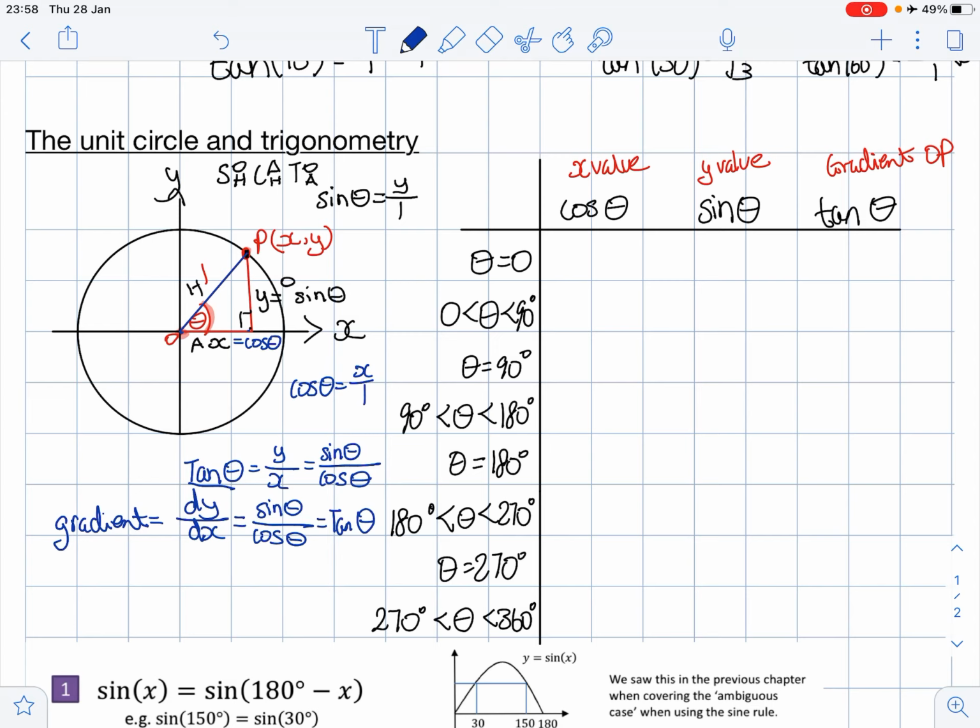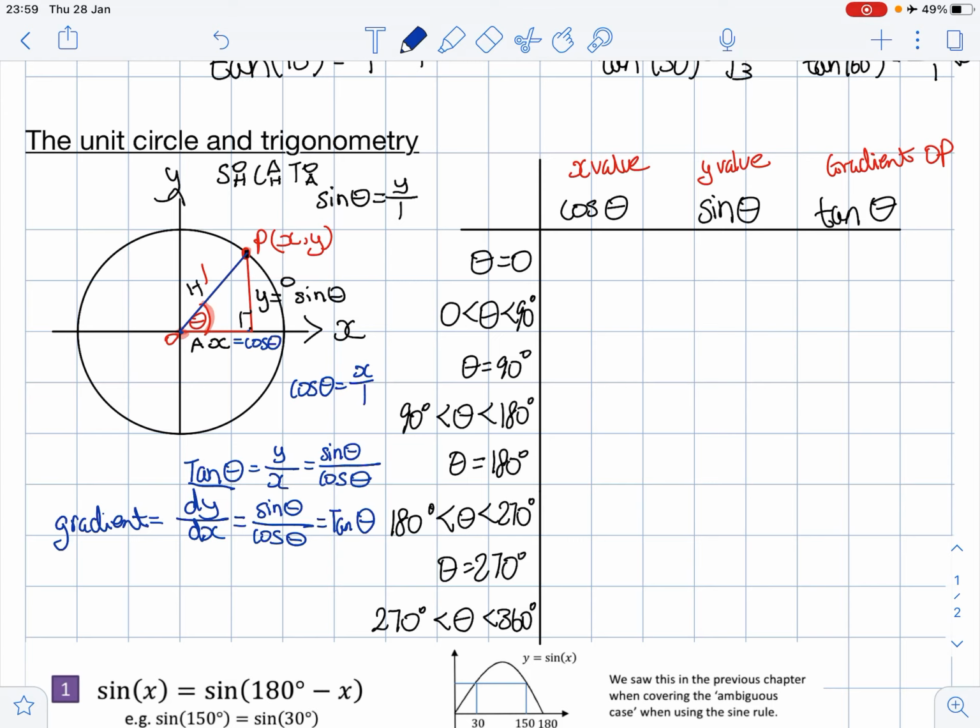Since we know it's our unit circle, we can find out the values for each of them. Cos theta tells you the x values, sin theta tells you the y values, and tan theta is your gradient. Then we can start to fill in your table. I'm going to do the first one for you.